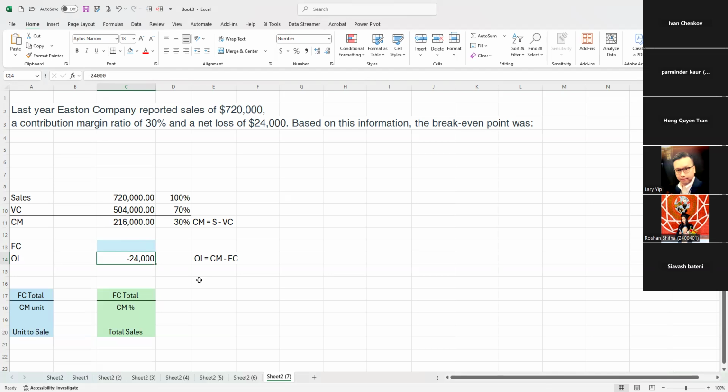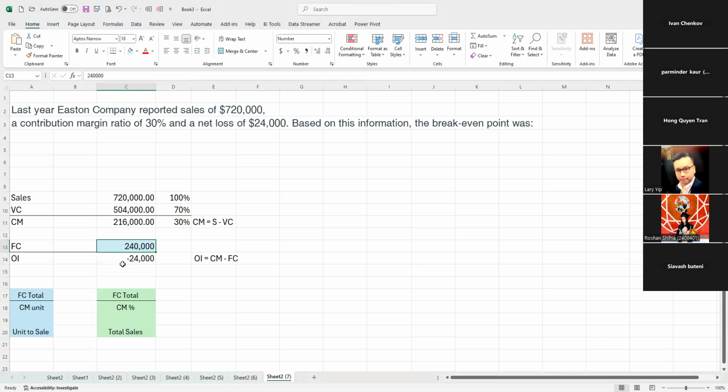Yes, sir. How much is my fixed cost? Is it gonna be above this number or below this number? Above the number. How much above? 24,000 more, right? Yes. That will be 240,000. Yes, sir. So my fixed cost is $240,000.